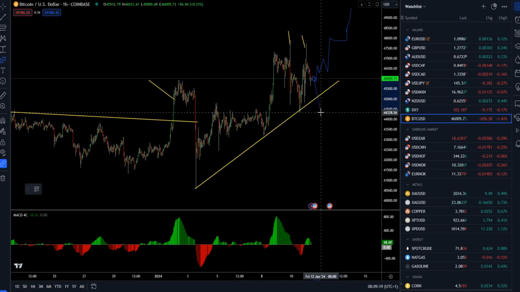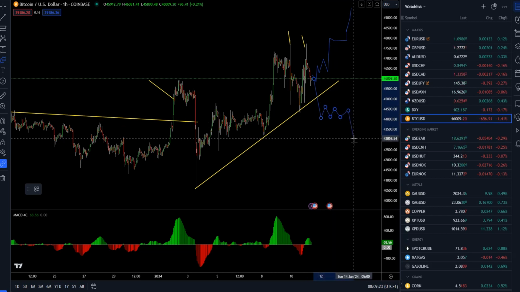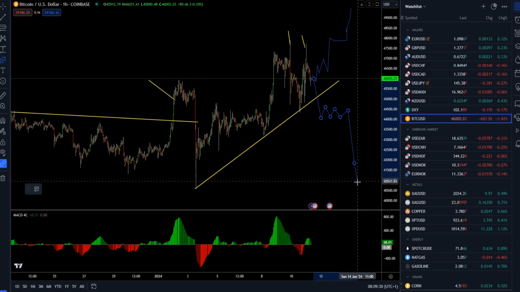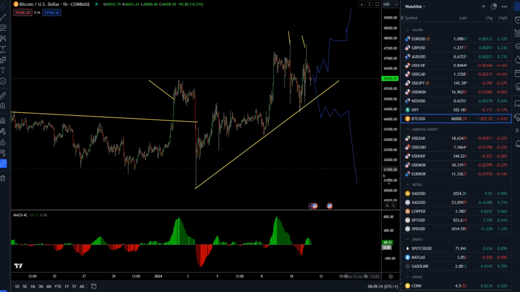For the downside, if we can see the breakout of the 44,250 and trade below and hold below, there is a chance for rotation and downside move towards this pin bar area. So 41,800 and 40,700 mark.